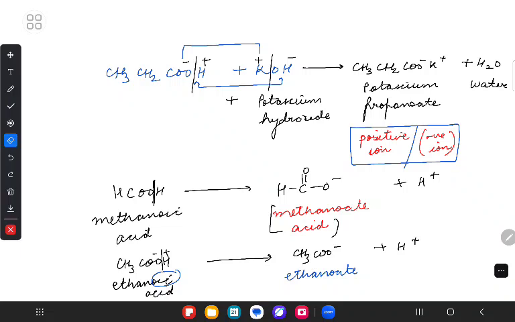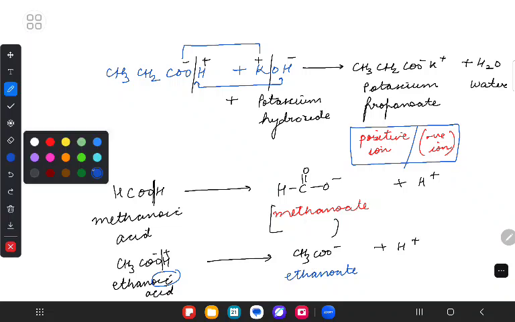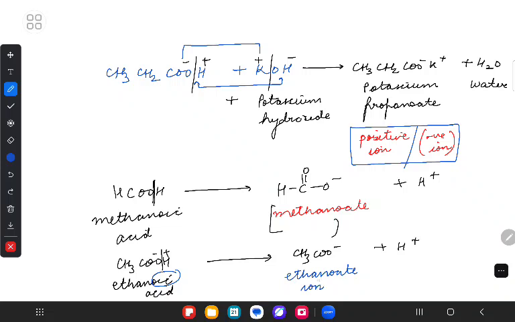So the name of the negative ion comes from where? It comes from the name of the acid. And all you do is replace oic with oate. Simple. So if you look at this, it was my propanoic acid. Now it becomes propanoate. And then how do you write it down?